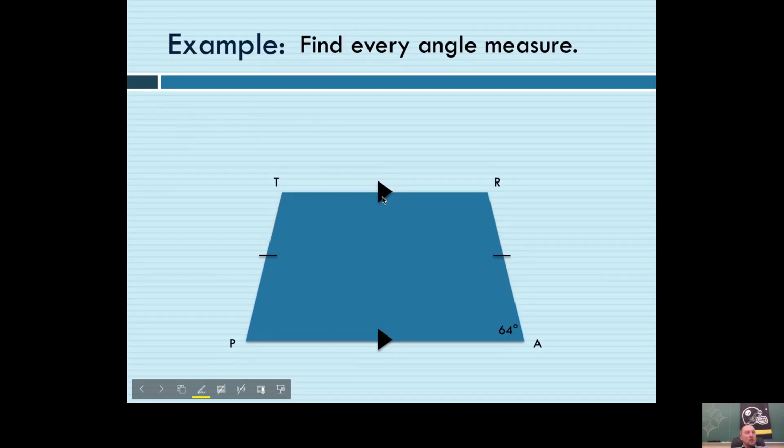Here's an example. We have a trapezoid with congruent legs. That's an isosceles trapezoid. So that means this base has a pair of congruent base angles, and this base has a pair of congruent base angles. Now the base angles up here are obviously obtuse. The ones down here are acute, so they can't be the same. So the acute ones are 64 degrees, and then the obtuse ones would be 180 minus that. It'd be 116.